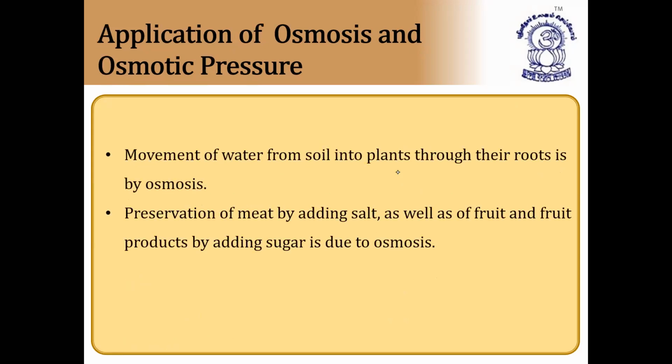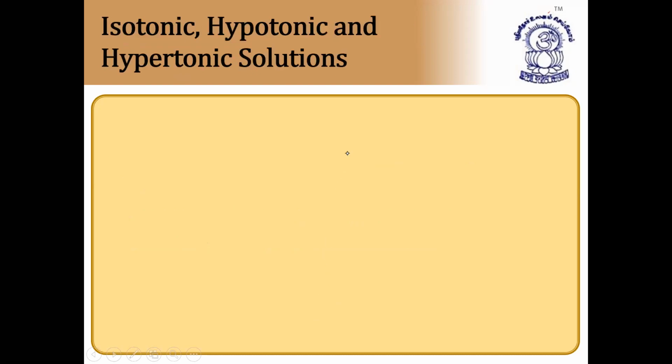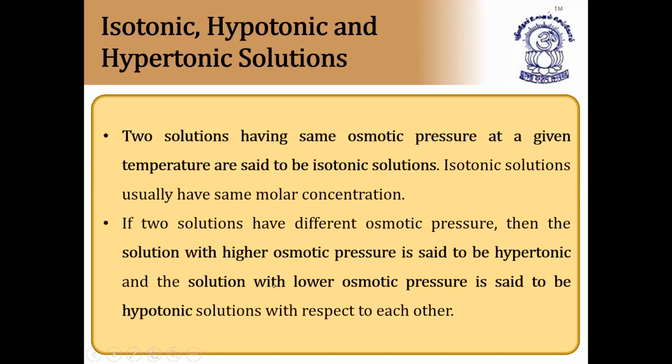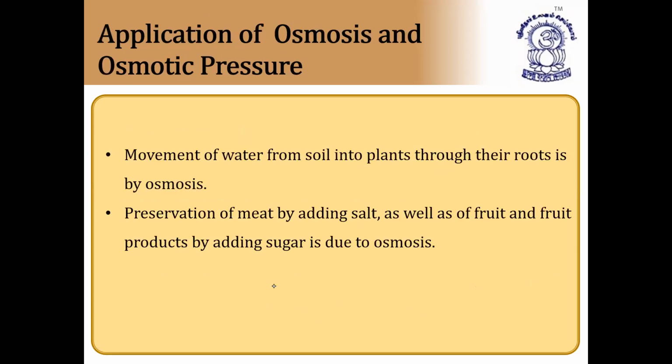Movement of water from soil into plants through their roots is by osmosis. Already we know this. Preservation of meat by adding salt, as well as of fruit and fruit products by adding sugar, is due to osmosis, because the solvent molecules will flow into the solute particles. So that's why we can preserve meat by adding salt, and we can store certain food products by adding sugar. I hope this is clear now.